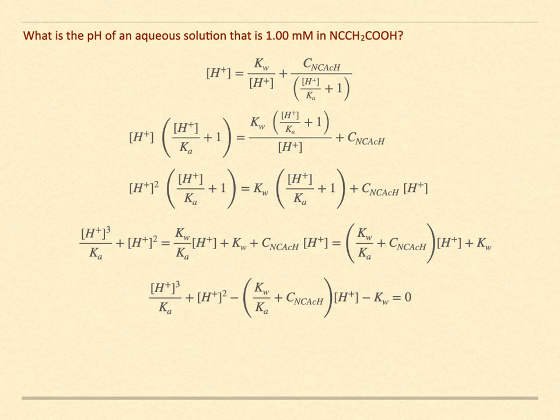Here we have a cubic equation in hydronium ion concentration. Our task is to find a value for H+ that satisfies this equality. Now mathematically, we're just asking to find the roots of this polynomial in H+. There are formulas that can be used to solve a cubic, just like there is for a quadratic. You should look it up on Wikipedia just for fun.